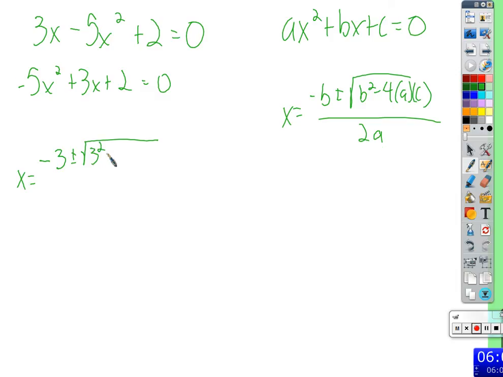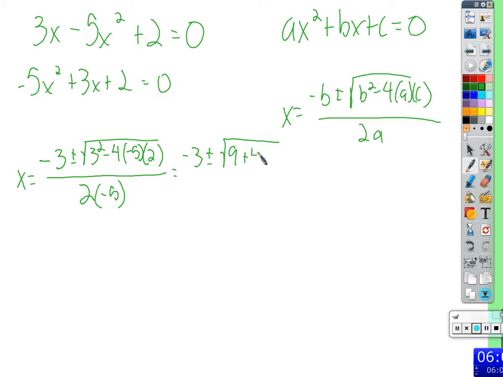So it's 3 squared. It's 4 times a. Right? What's a? 5 times c. What's c? 2. 2 times a, which we just said is negative 5. Negative times negative, so it's going to be positive. 20 times 2, that's 40. Over 2 times negative 5, that's negative 10. This is negative 3 plus or minus the square root of 49, over negative 10.